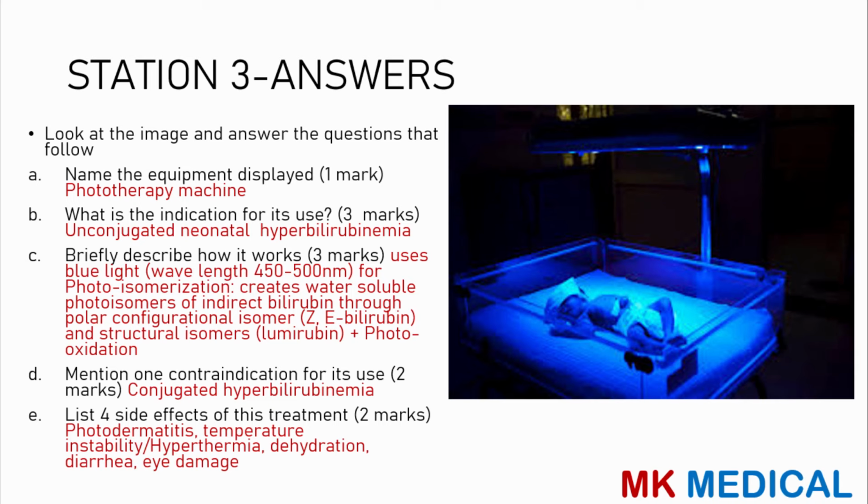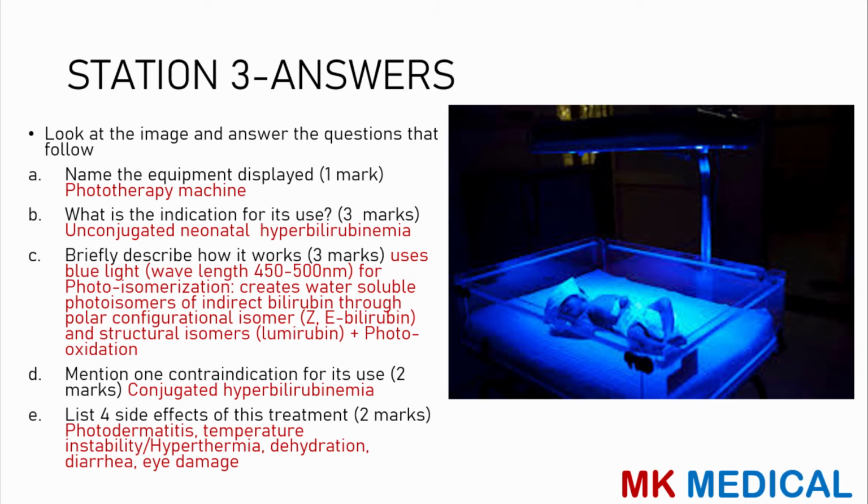So remember that this blue light is going to be causing photoisomerization, which is basically creating these water-soluble photoisomers of the unconjugated or indirect bilirubin through 2 main processes. Number 1 process is known as polar configurational isomers, which are the ZE isomers of bilirubin.